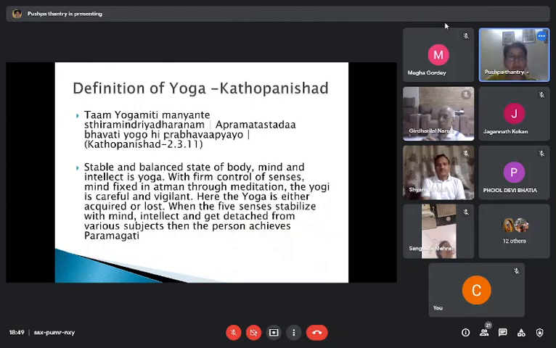shloka 17. And another definition that comes from the Kathopanishad is tam yogam iti manyante sthiram indriyadharanam, apramattas tada bhavati yogo hi prabhavapyayau, which means stable and restraining the senses, a stable state of mind, body and intellect is yoga. Okay, tam yogam iti manyante. Restraining the senses, a balanced state of the intellect, and stabilizing and detaching from the various objects, the person achieves the supreme goal. Okay, this is coming from the Kathopanishad.